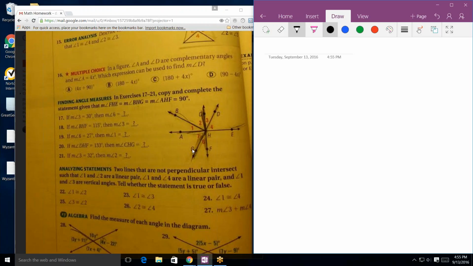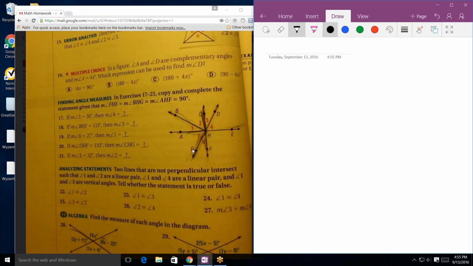Okay. So DHF is 133. And they want CHG. Which one is CHG? Okay. C, H, G, where's C, H, G? That would also have to be 133 degrees because those are vertical angles.